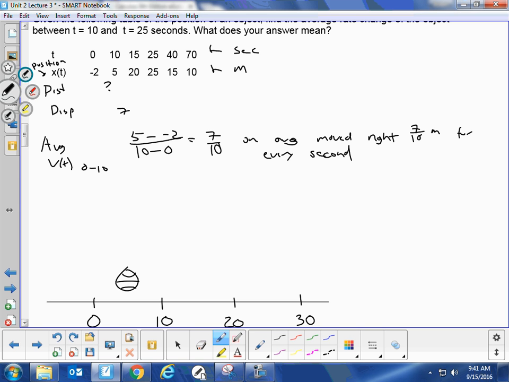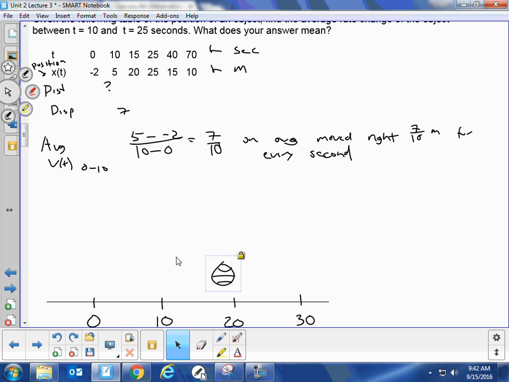Just like y's and x's, right? Instead of going up and down, now we're talking about right and left. Instead of y values, we're talking about meters. So I don't know what happened between these two locations. I don't know how far I've traveled, but I just know on average I traveled 7/10 of a meter for every second to get from one location to the other location.